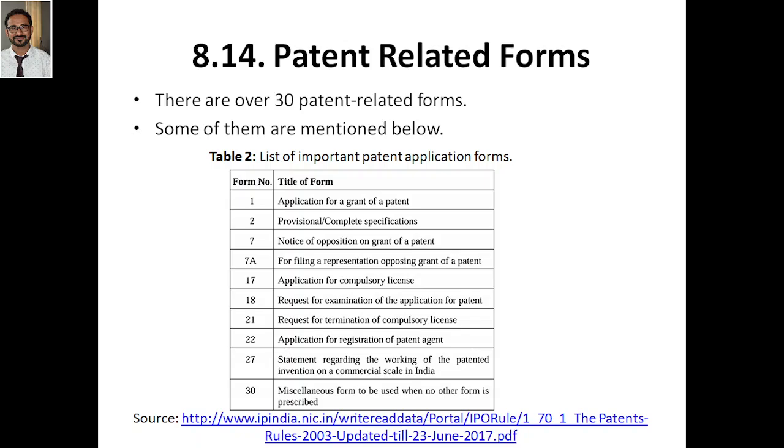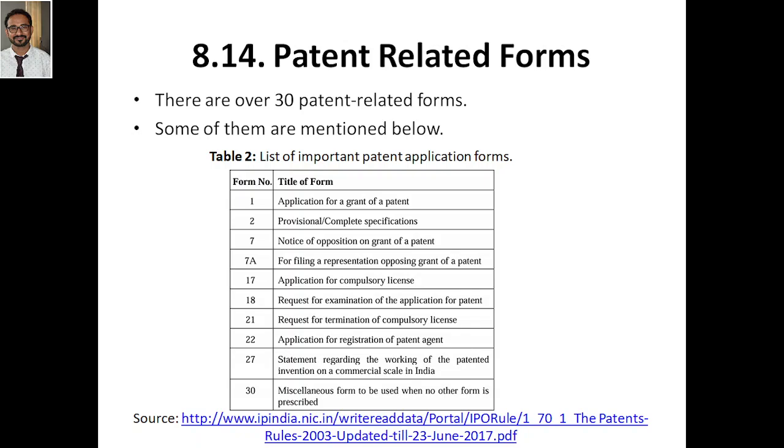If you don't need emergency or early publication, you don't have to use that form. If you want to go for early publication, then only you have to file some extra form. So just remember that all 30 forms you don't need, but there are totally 30 different forms. If you don't want early publication, one form will be reduced.